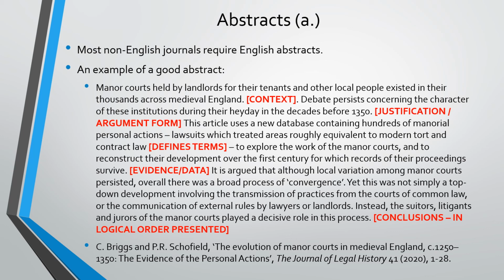But you can also see here very clearly the main elements of any good abstract. So it begins with the context. This is an article about manor courts. Number two, it offers that key justification. Why do we need to look at this? Well, we need to look at it because there's a persistent debate. That is to say, a debate which is still current and still going on. That's the justification, but it also indicates to us the form of argument to come.